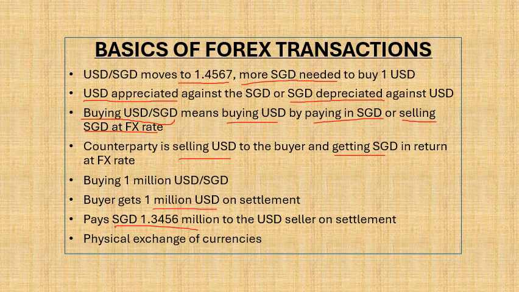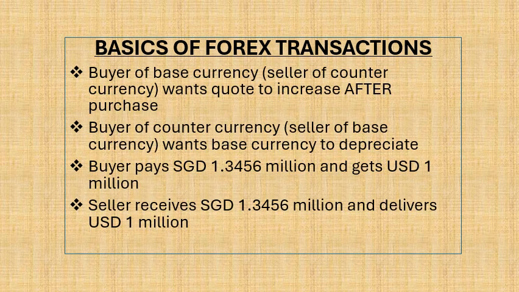Basically, the two currencies will be exchanged. The buyer will pay Singapore dollars 1.3456 million to the USD seller, and the USD seller will deliver USD 1 million to the buyer and get Singapore dollar 1.3456 million in his bank account on settlement. Therefore, the buyer of the base currency, the first currency, say US dollar, will want the quote to go up after he buys the base currency. In such a scenario, he can make a profit when he sells the base currency at a higher rate to get more of the counter currency in which he paid initially.